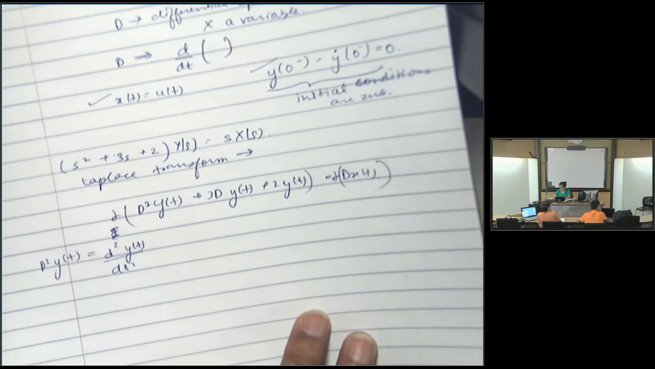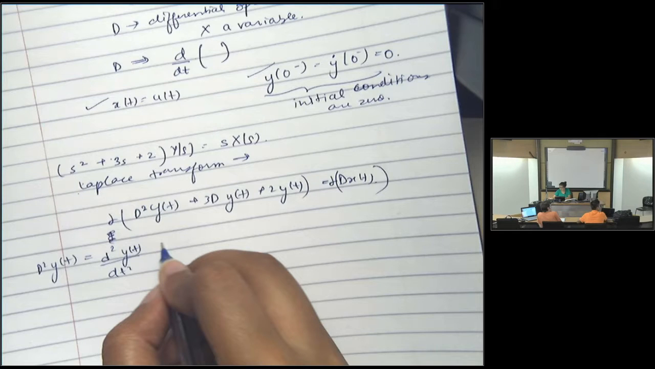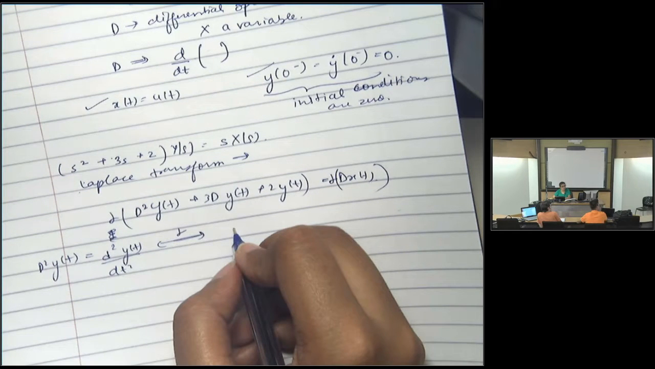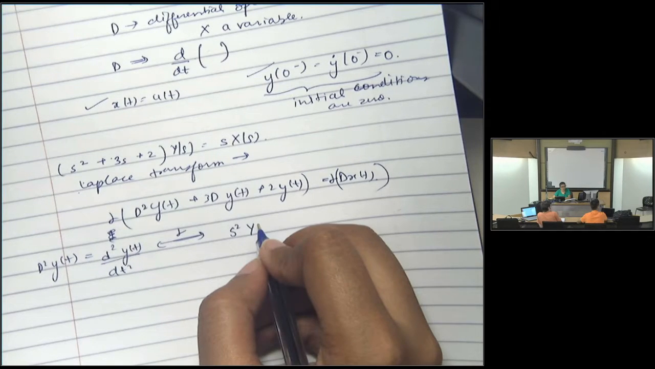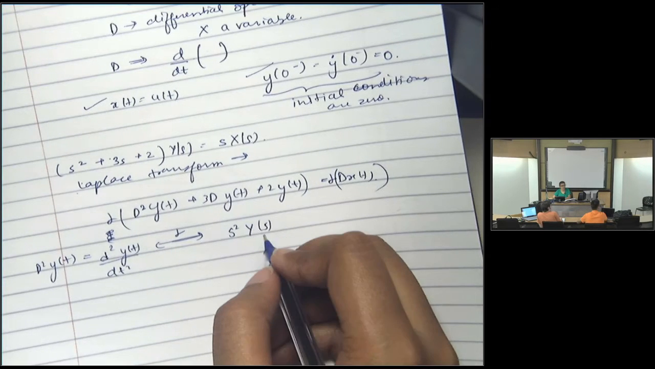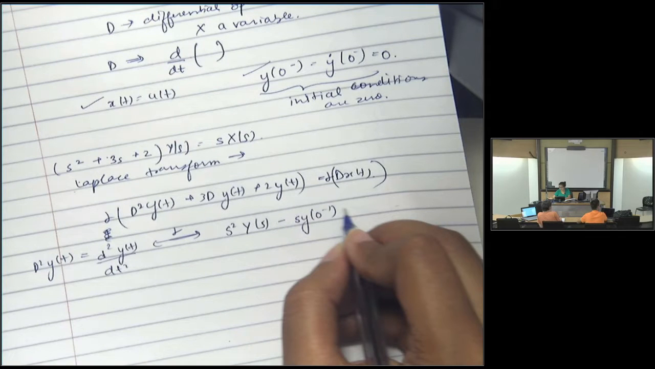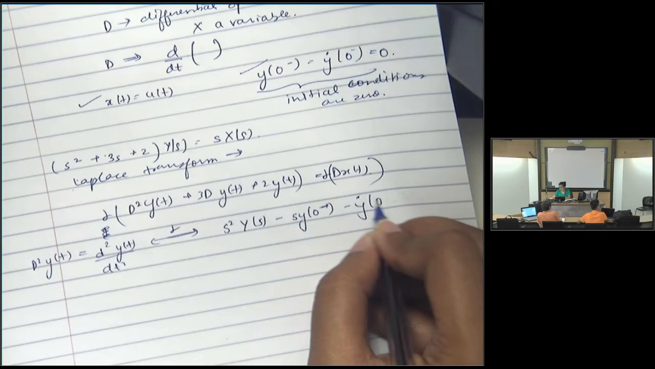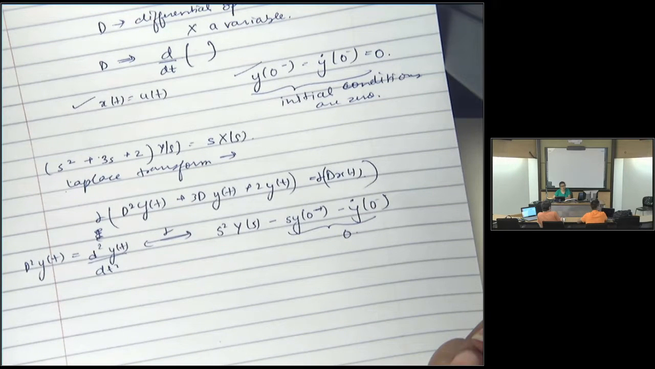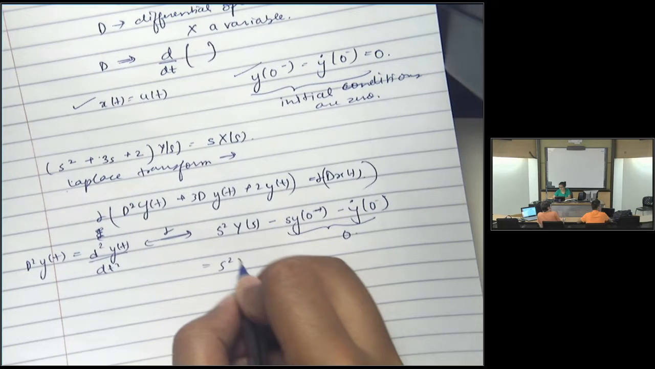And when I take the Laplace of this, what will I get? I'll get s squared Y of s minus s y(0 minus) minus y dash (0 minus). And from the question we're given that this is 0. So what we get is s squared Y of s.